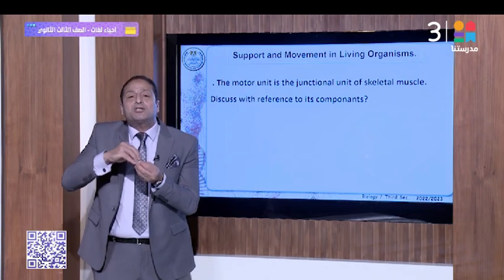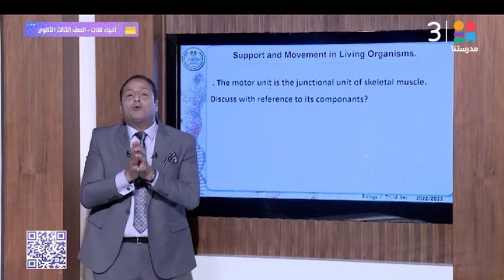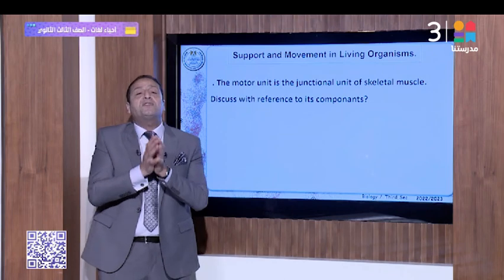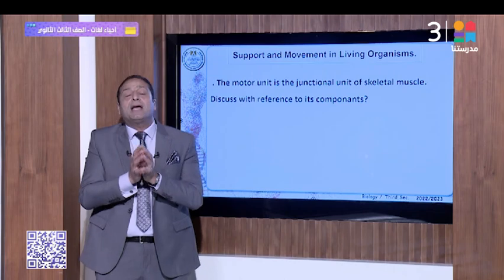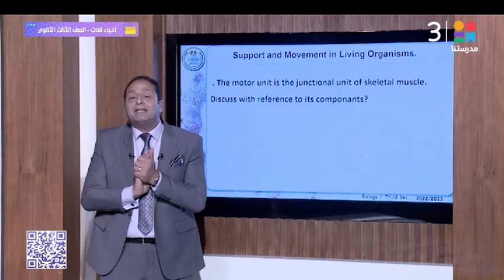This neuromuscular junction contains abundantly a specific type of enzyme called cholinesterase enzymes. They play an important role in decomposing the neurochemical transmitter acetylcholine into choline and acetic acid.